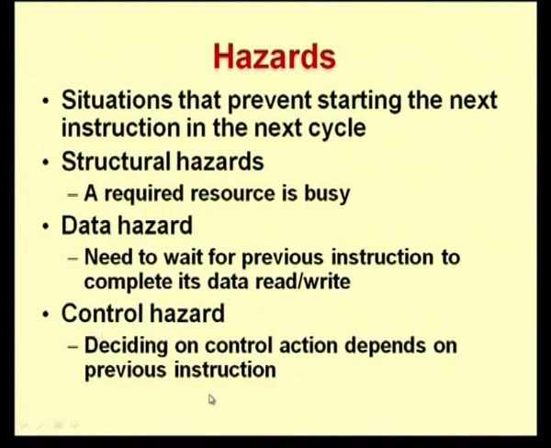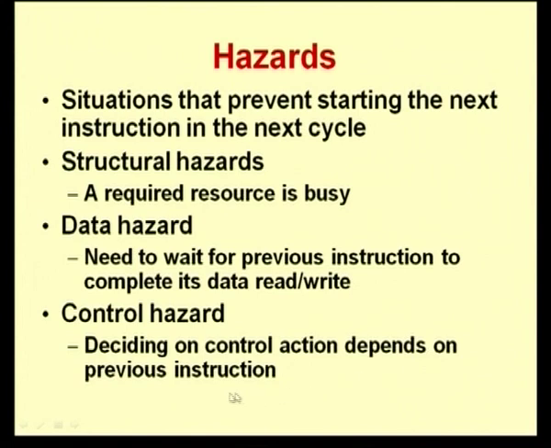Now, this happens whenever we have control instructions in place, that is, deciding on the control action depends on the previous instruction. So, let us say we have a branch on equal instruction. Now, if I have a branch on equal instruction which has come into the pipeline, let us say it was in the IF stage, and now it has gone into the ID stage. Now the question is, in the next clock cycle, which instruction do I need to fetch?